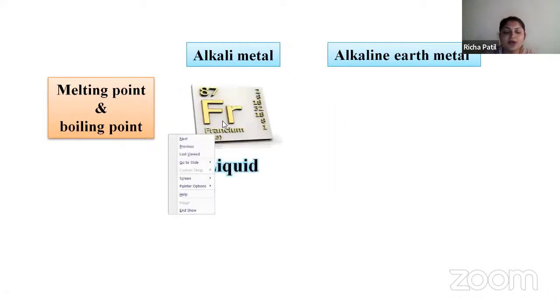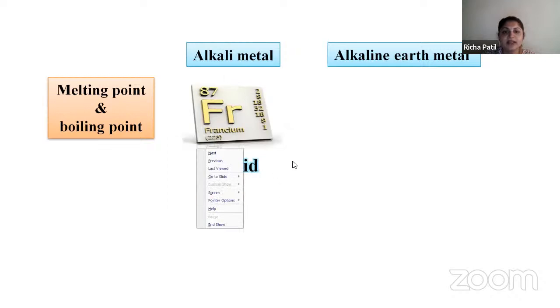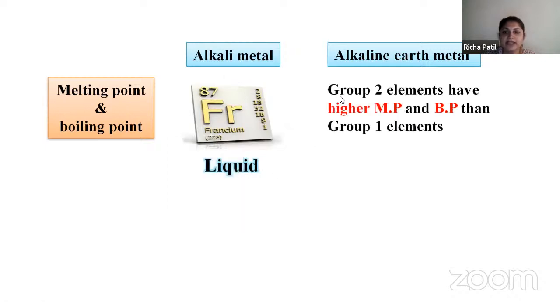So what will happen to the melting point as you go down? Francium is present at the bottom, so it is liquid in state. Group 2, as compared to group 1, that is alkali metals, will have higher melting point and boiling point. Because why?